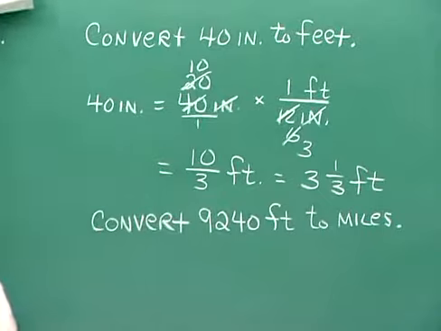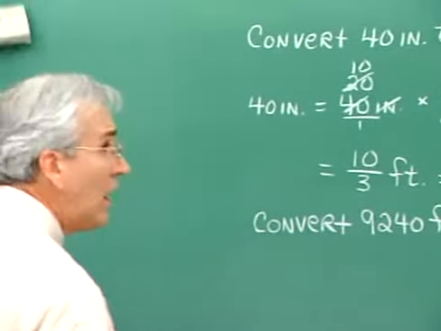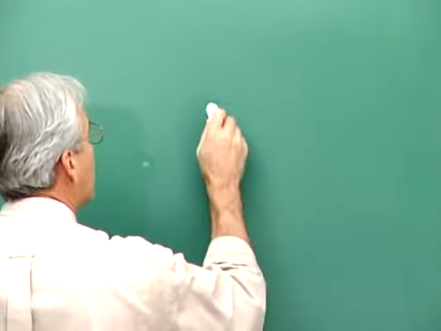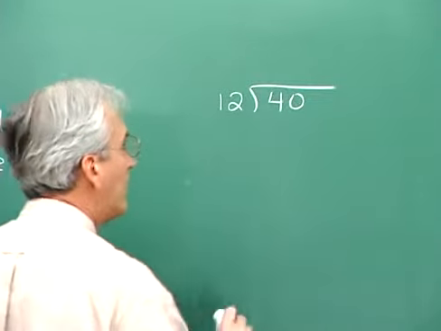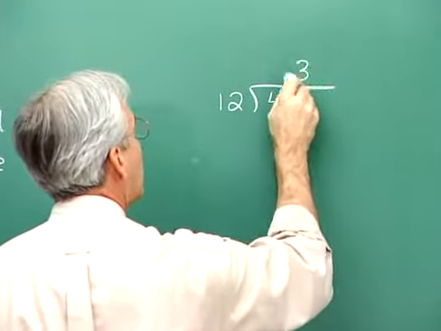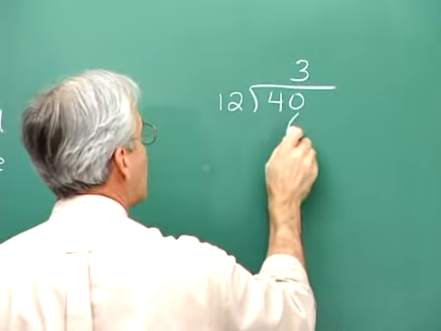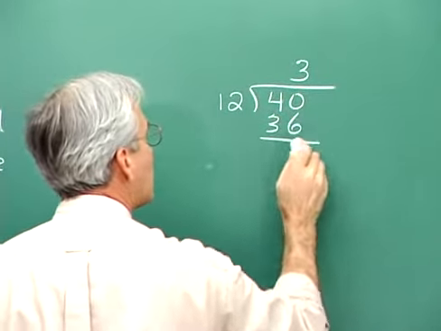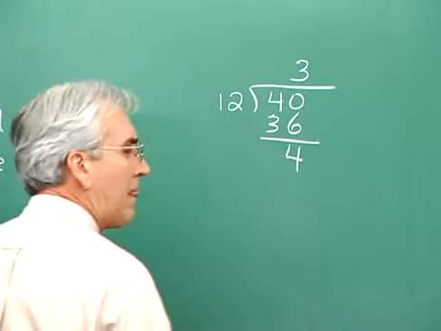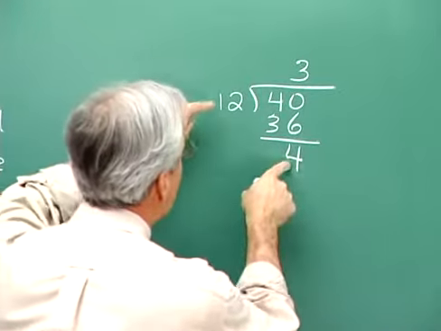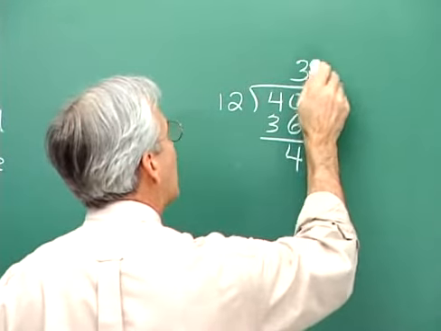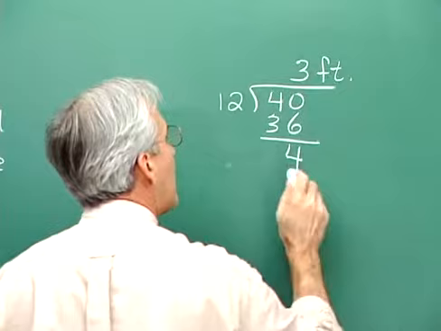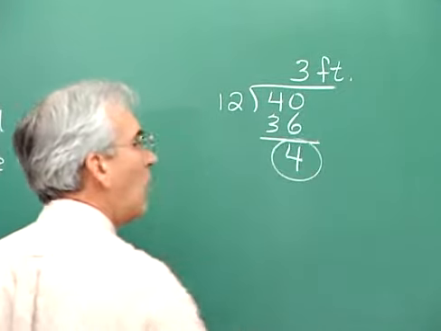We could have said, well, rather than do it that way, I'd like to know how many 12s there are in 40. So I can actually go through a long division problem like this. I can say 12 into 40. You see now, 12 into 40 goes 3. 3 times 12, 3 times 2, 6. 3 times 1, 3. So 36. And my remainder is 4. Now, often you would put the 4 over the 12, but just understand that what this is is 3 feet, and we have 4 inches left over.